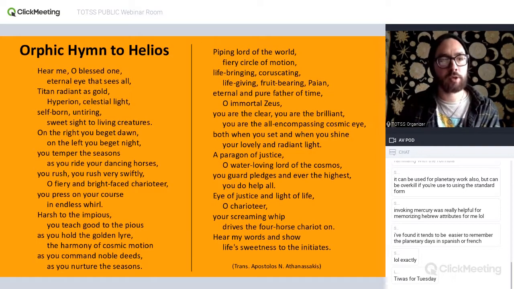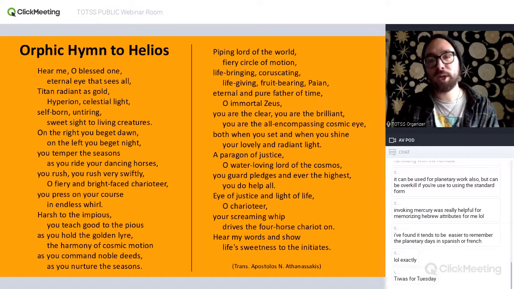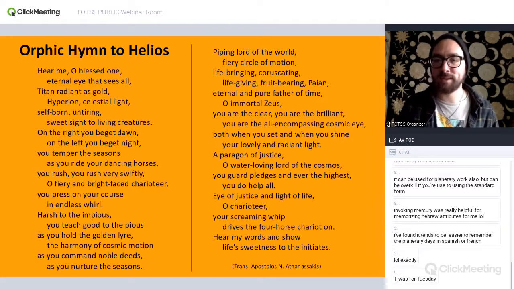All right, and then I'll just read the Orphic Hymn to Helios. Here in Sacramento, unfortunately, today's the day of the sun, and we're just about 7 or 8 minutes past the hour of the sun, unfortunately. But here we go, the Orphic Hymn to Helios.